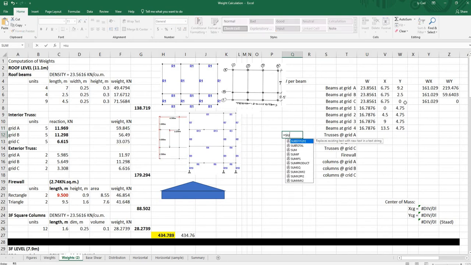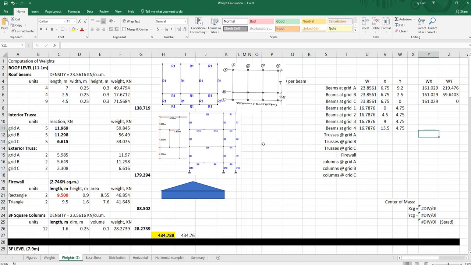Now let's check the weight of all the beams. Okay, so isum natin yan. Dapat parehas sila dito sa weight ng roof beams. Okay, so parehas sila. So that means tama yung ating ginagawa. And then we can now compute the WX and WY. Now let's go to interior trusses. So we have trusses at grid A.